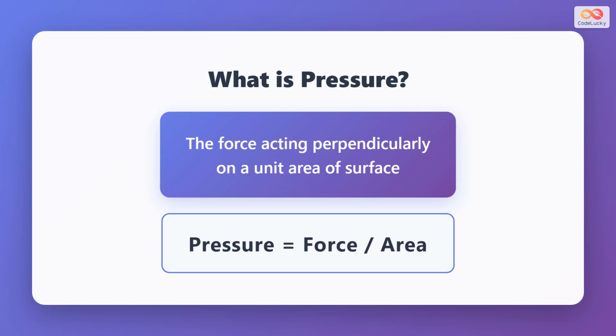Pressure is defined as the force acting perpendicularly on a unit area of surface. In simpler terms, it tells us how much force is spread over a given area. The mathematical formula is pressure equals force divided by area. This relationship shows us that for the same force, a smaller area results in higher pressure, while a larger area results in lower pressure.